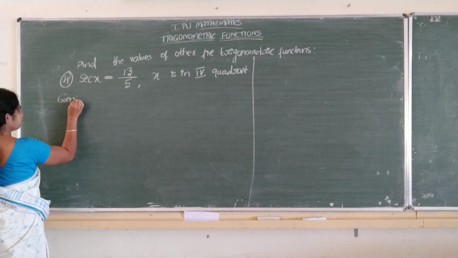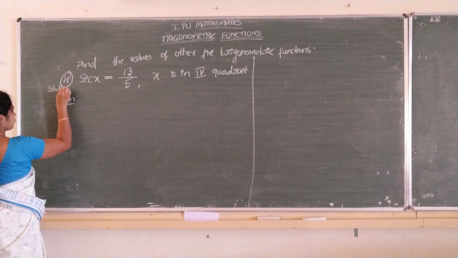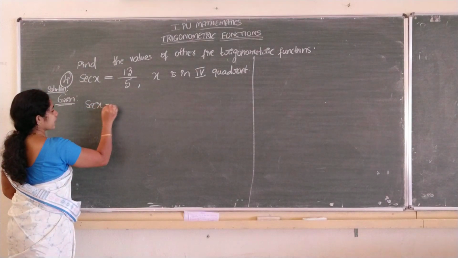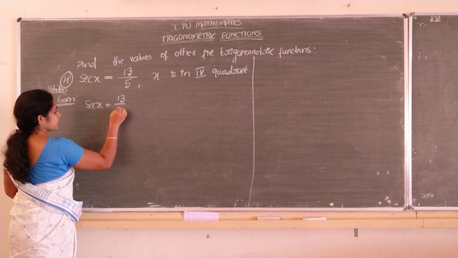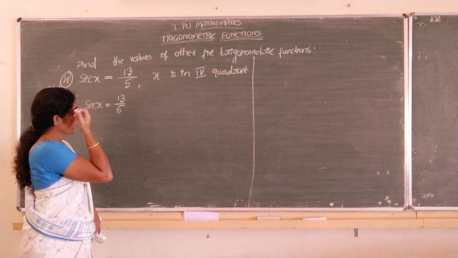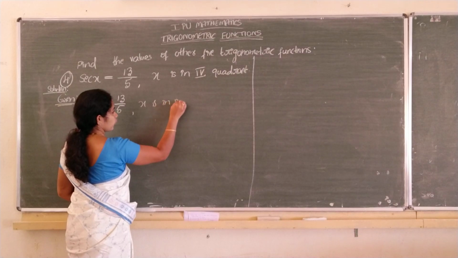Given value, this is the solution. Given secant x is equal to 13 by 5, where x is in the fourth quadrant.